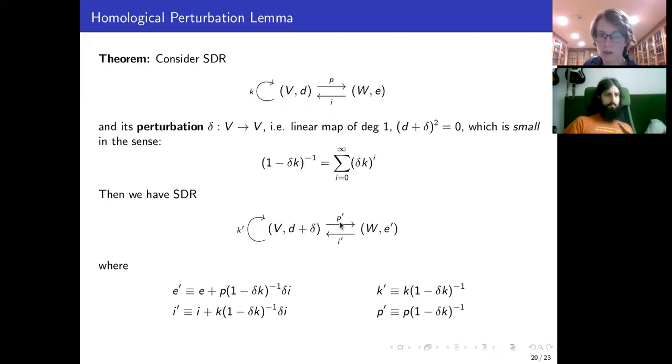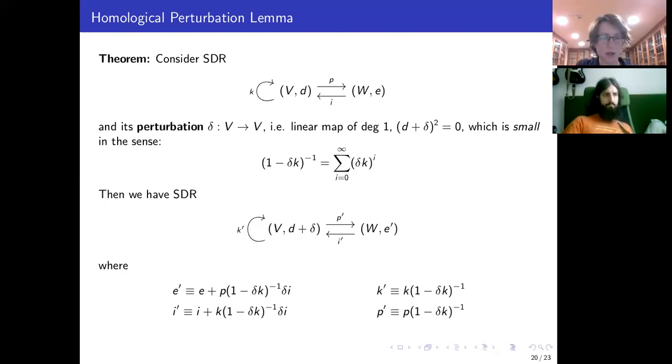So you again get two chain maps, P and I, and a new homotopy K, which are given by this perturbation this way. These four equations tell me how they formally look. And it's again a special deformation retract, so I again have the compatibility between P, K and the others. And we can use it in our case.